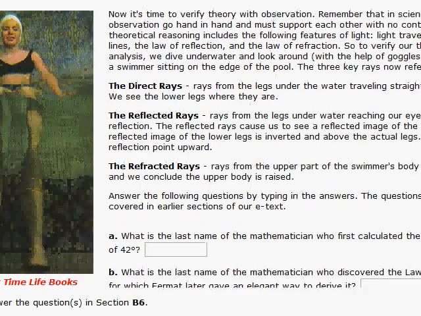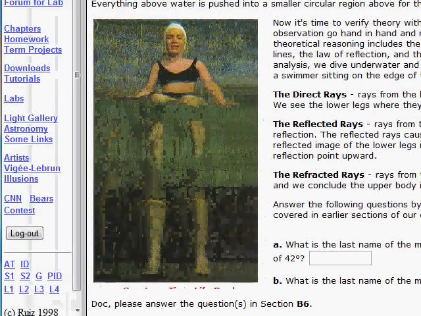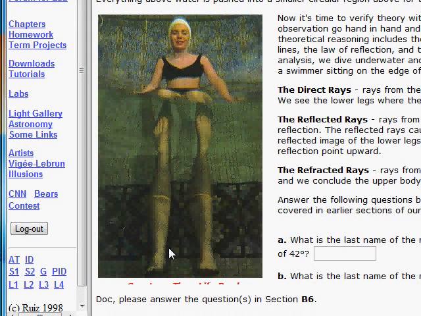So if we look at our example with a photograph from underwater, we see the legs pointing down, direct ray, legs pointing up due to the reflected ray, and the refracted ray gives an upper torso raised into the air.